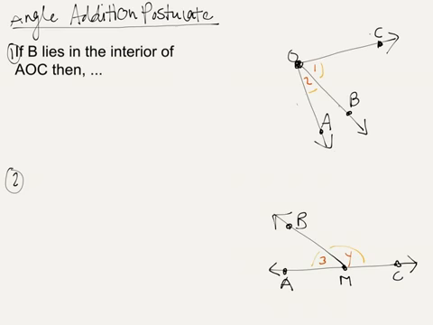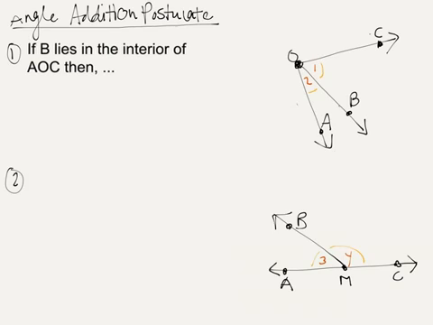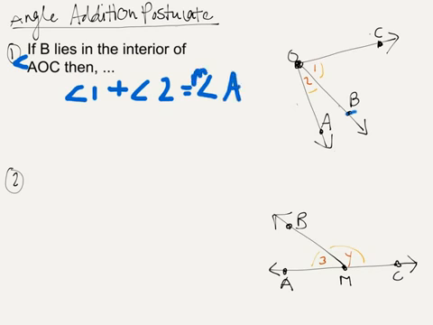All right, let's see what this says. Okay, let me fix this here. Angle, there we go. So if B, here's B, lies in the interior of this angle, then what can I say? Well, angle 1 plus angle 2 equals the measure of angle AOC. What they're saying here is this degree measure plus this degree measure equals the degree measure of the entire angle, AOC. That's just the parts added together to equal the whole.